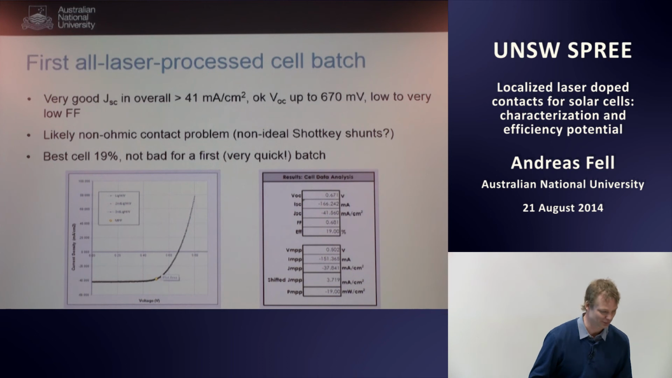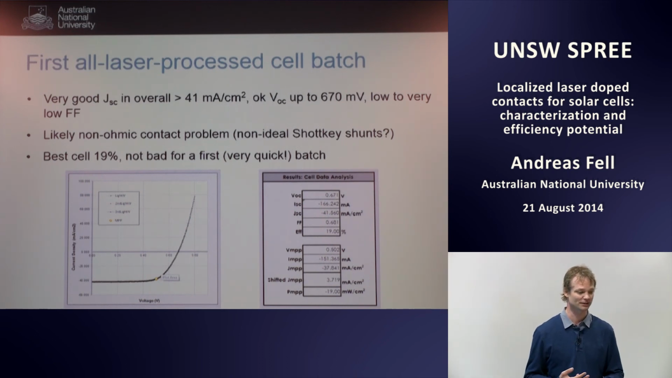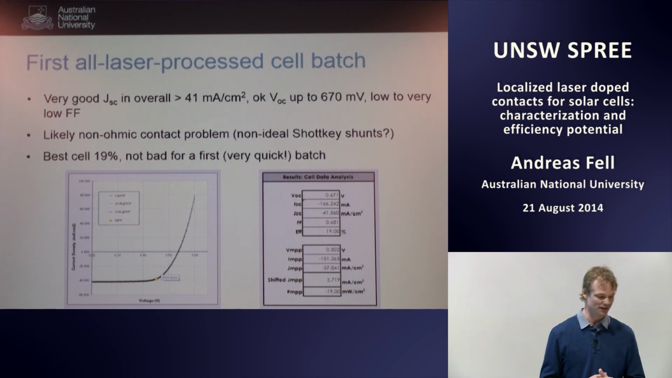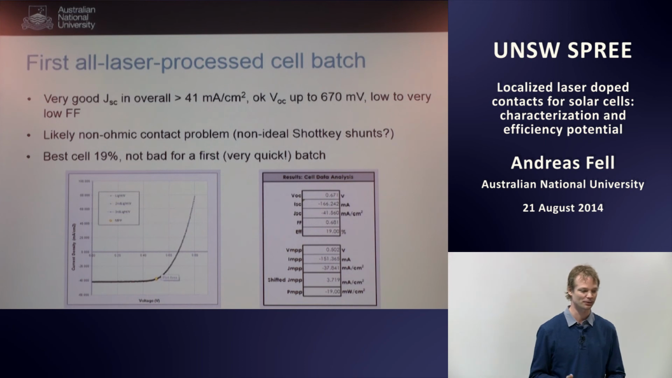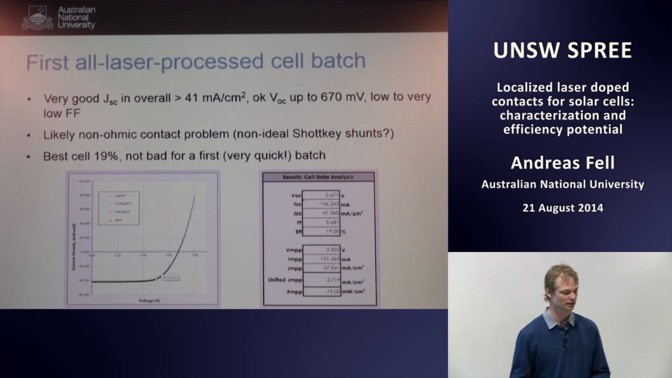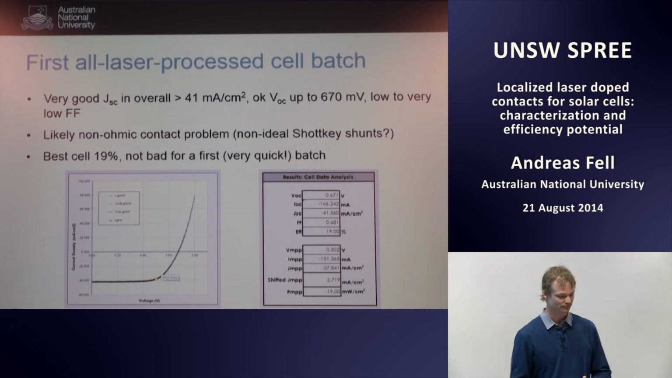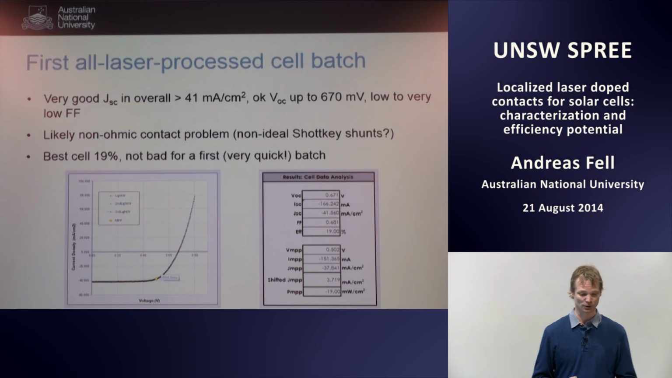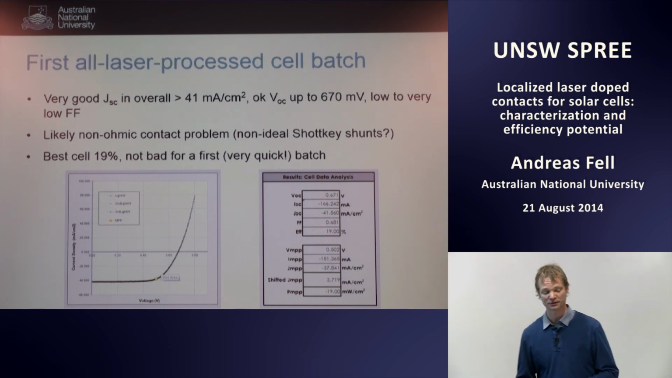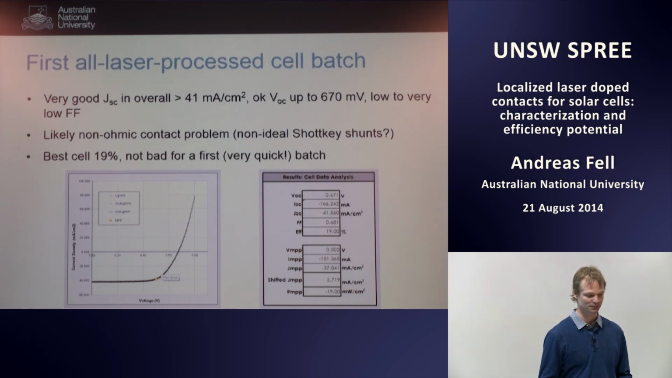So the best fill factor was like 70%, I think 68, which is not very good. So we don't think it's recombination, particularly because the JSC is still good. And in an IBC cell, recombination would also decrease your JSC. We probably have non-ohmic contact problems or non-ideal recombination going on at the contacts. And the reason for this is it was a very quick batch. We actually did that for the ARENA grants to have some cell results before the application deadline. So it was a rush.